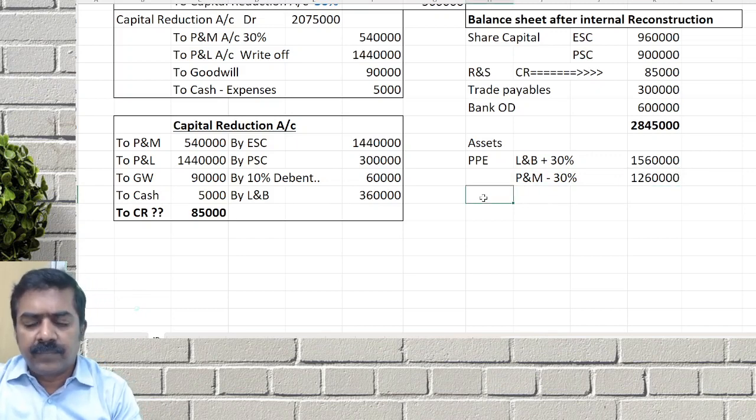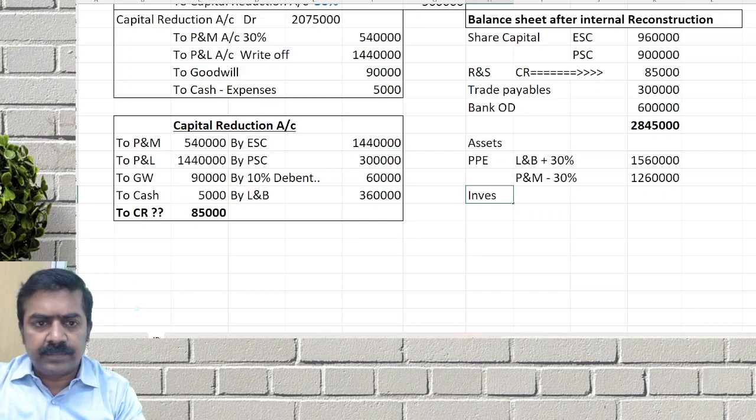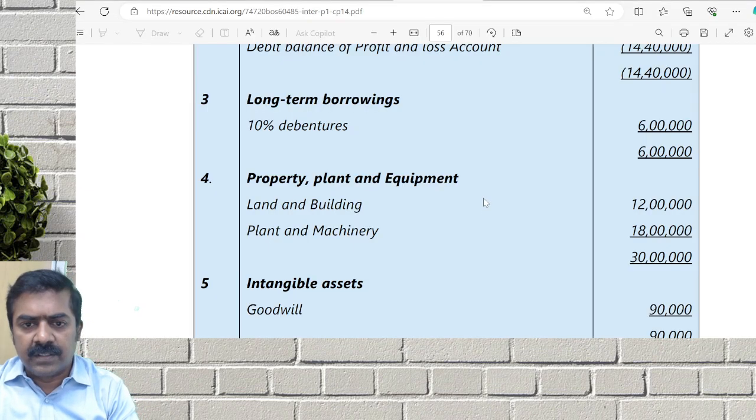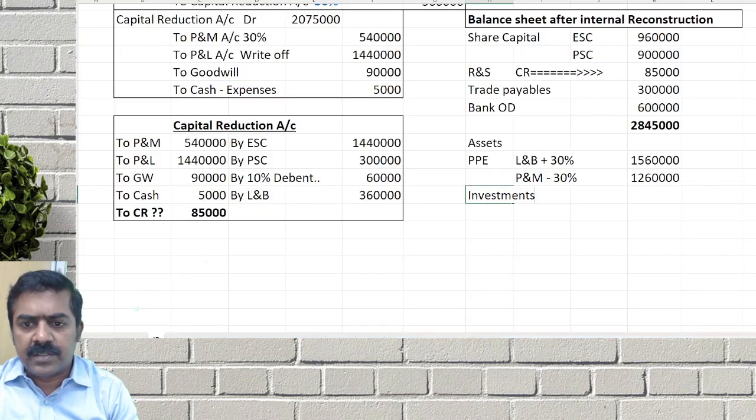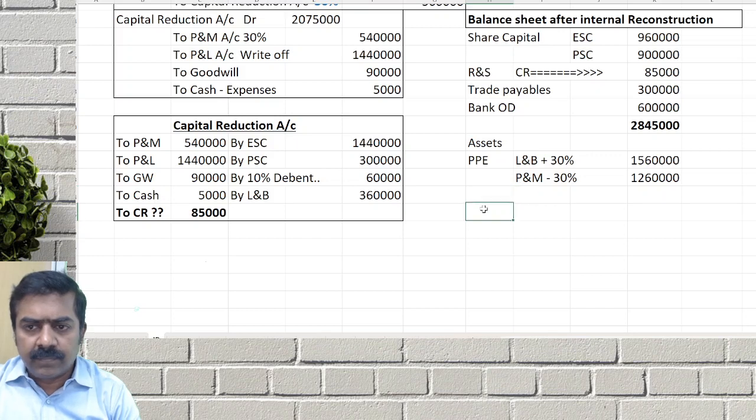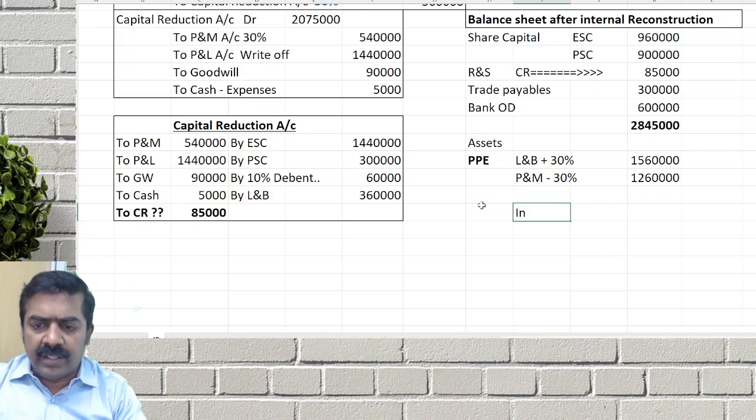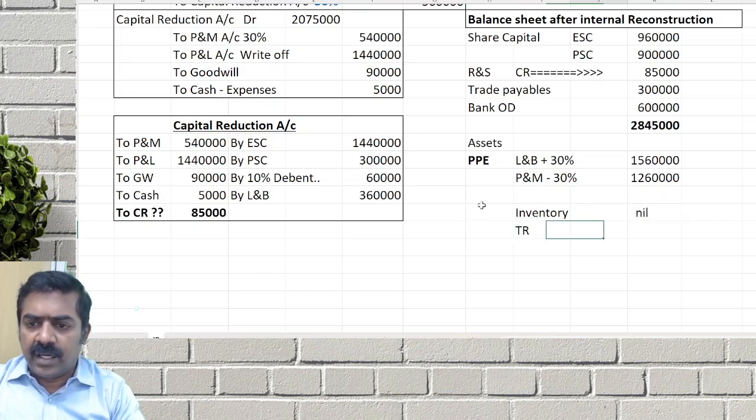Then investments. Are there investments? No investments. Look at current assets. Inventory will not come. Why? Taken over by debenture holders. Then trade receivables also taken over by debenture holders. How much cash balance have we been given? 30,000 minus expenses 5,000. 25,000 will come.